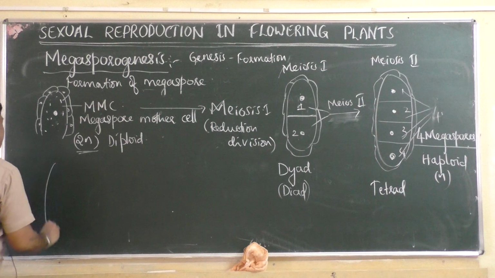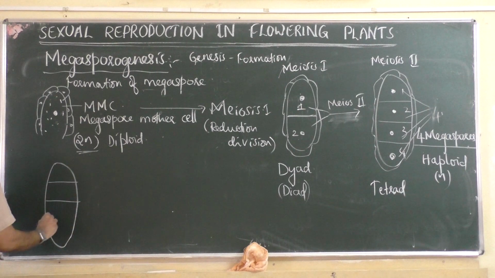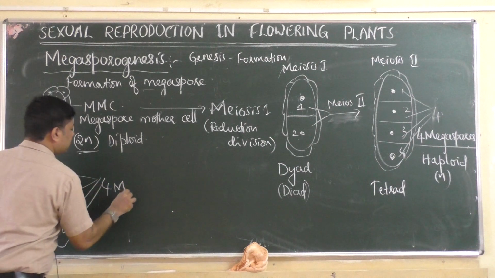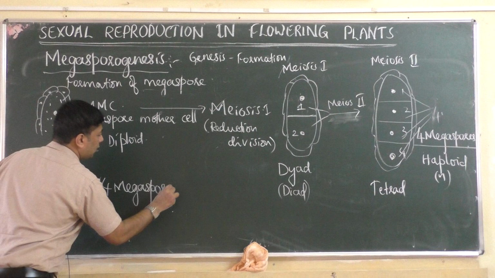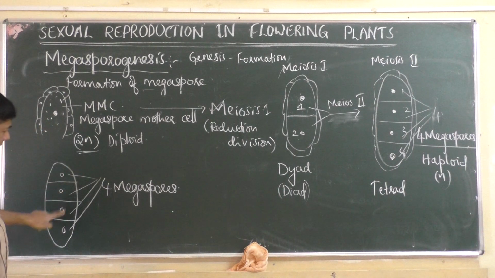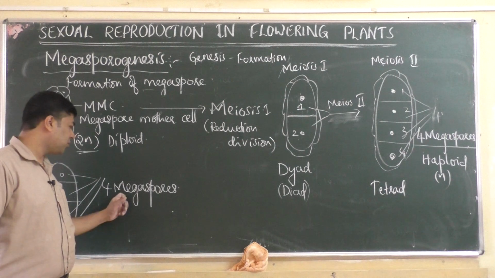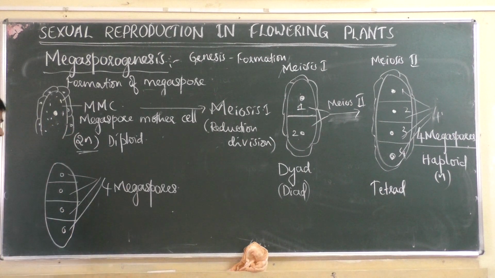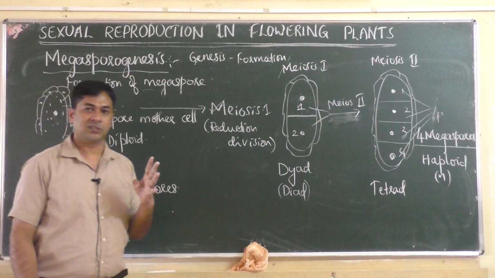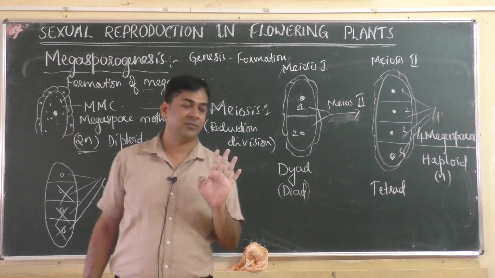So 4 spores are produced like this. 1, 2, 3, 4 cells are produced. These are 4 megaspores. How are 4 megaspores produced? By MMC. Megaspore mother cell undergoes meiosis and produces 4 megaspores. Now what about development of these megaspores? Out of 4 megaspores, 3 will degenerate, which means 3 megaspores will disintegrate.